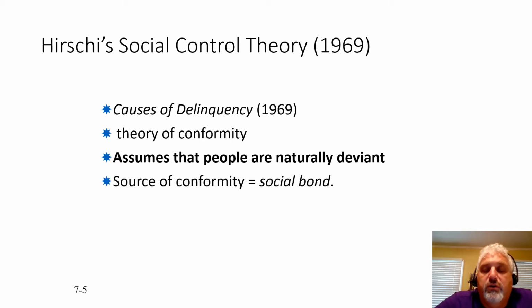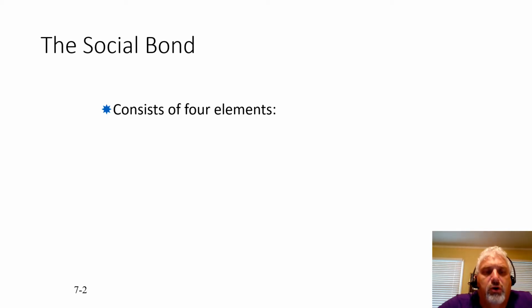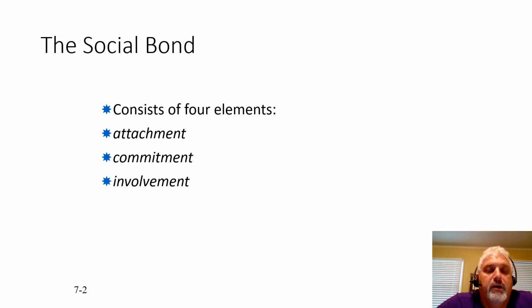So what is the source of conformity? Because 80% of us don't get involved in trouble, or never really get into trouble. So what is the source of conformity? Hirschi argues that it is the social bond. It is the social bond that is the source of conformity that keeps most of us from acting on our deviant impulses. So what is the social bond? The social bond consists of 4 elements, and those are attachment, commitment, involvement, and belief. We're going to go through each one of these here.